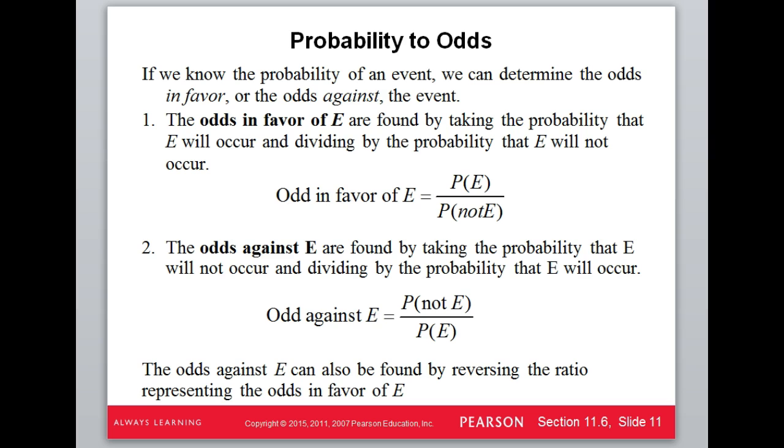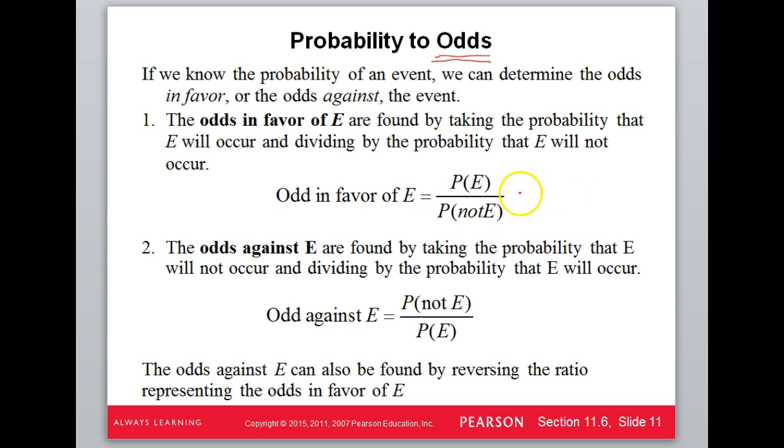Alright, odds. Odds and probability are not the same thing. They're definitely kin, and they definitely are giving you a measure of likelihood. But one cannot be bigger than 1 ever, and the other one very much can be bigger than 1. So the odds in favor of an event E occurring is the probability the event does occur divided by the probability the event does not occur.